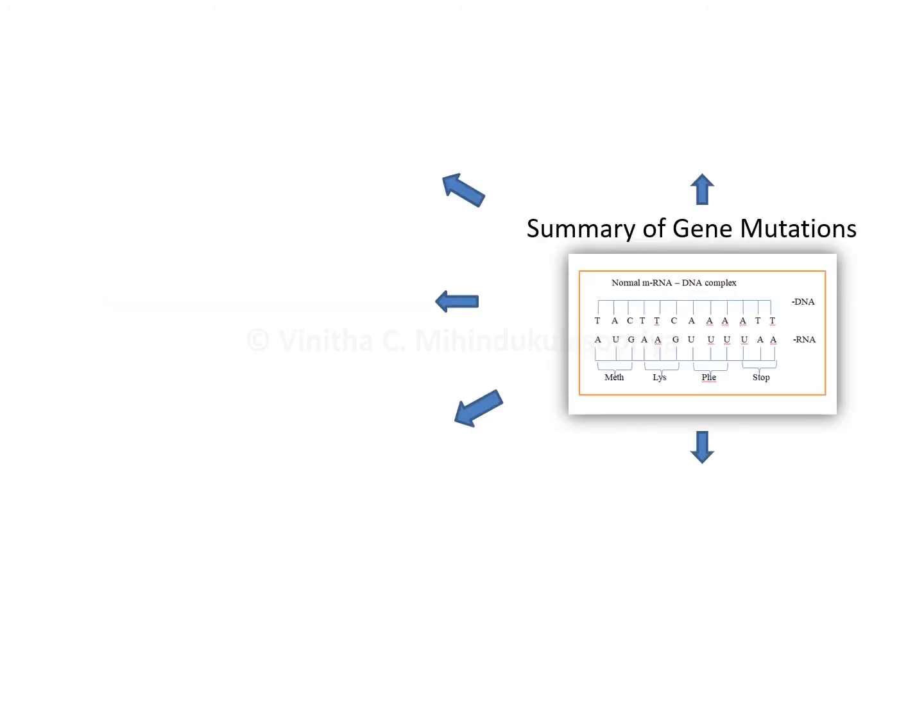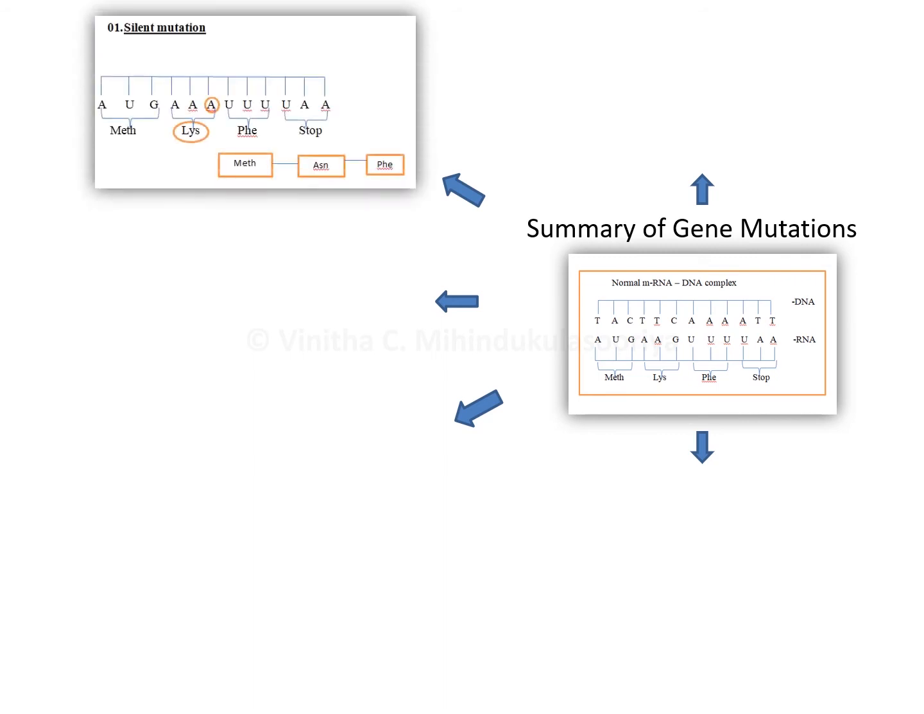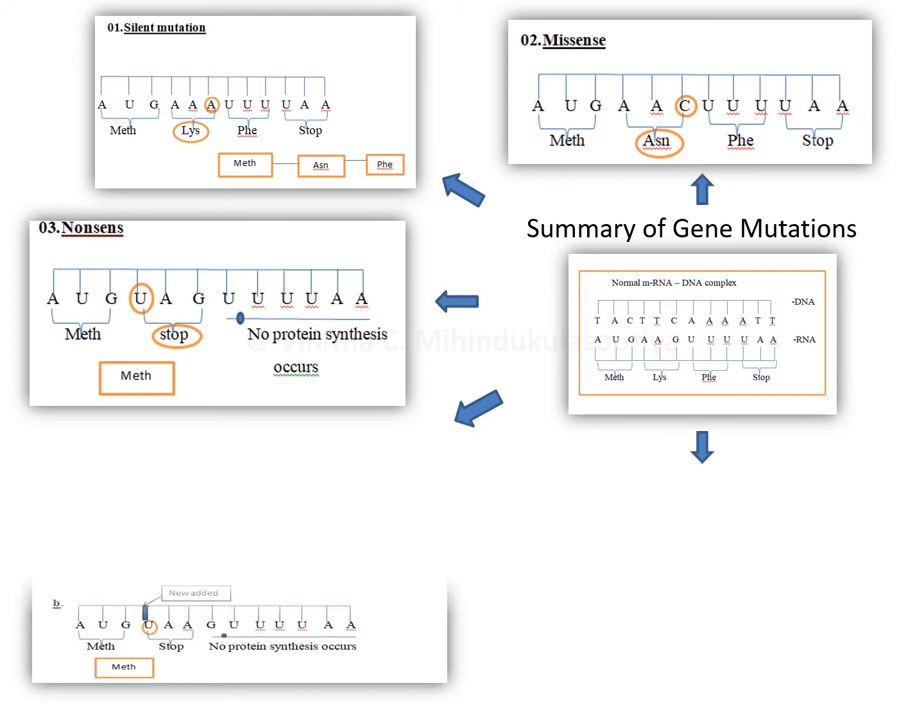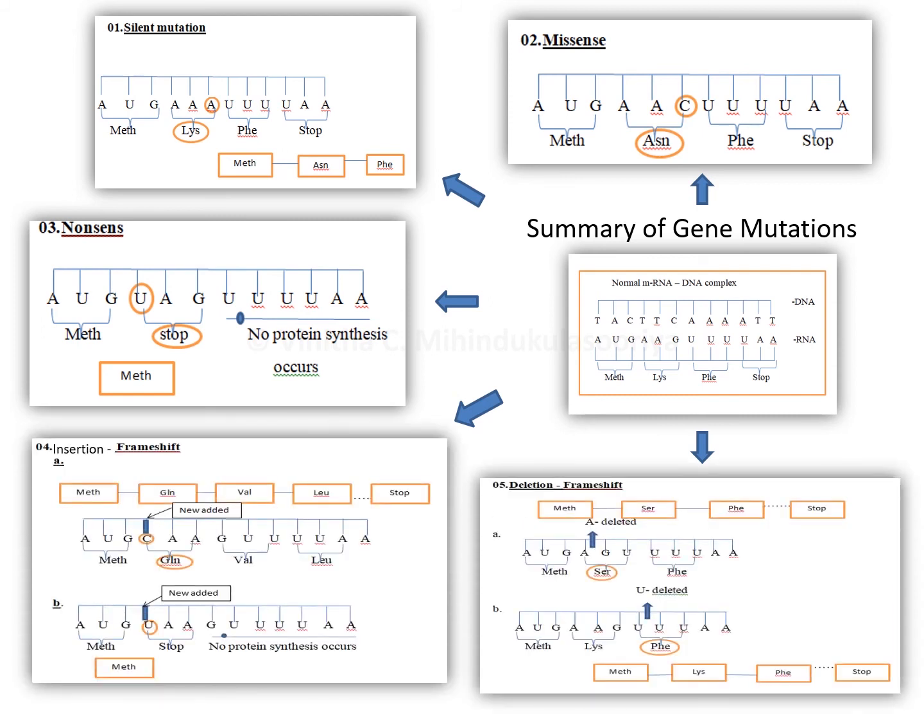You may understand now, silent, missense and nonsense mutations occur due to gene mutations such as substitution, insertion, and deletion. Hope to discuss about chromosomal mutations through our next video.